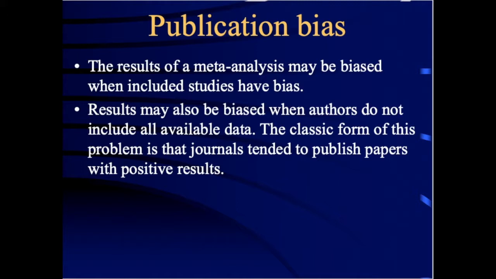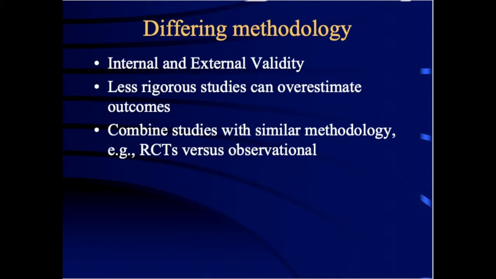So again, publication bias: the results of a meta-analysis may be biased when included studies have bias. They may also be biased because they don't often include all studies, because studies with positive results tend to get published. So again, a funnel plot is an easy way to determine graphically if there is any publication bias.